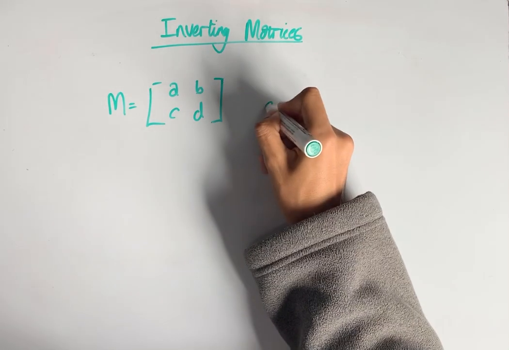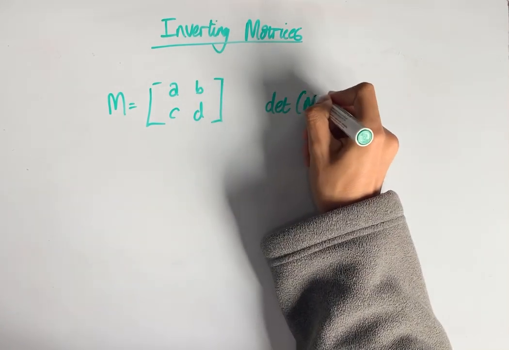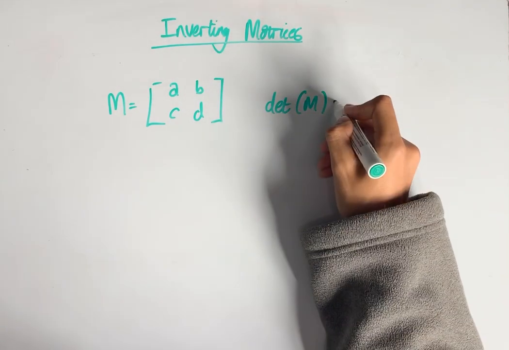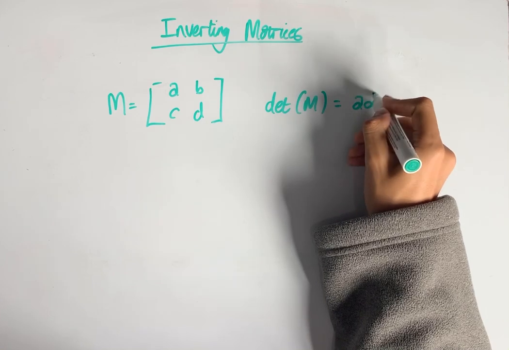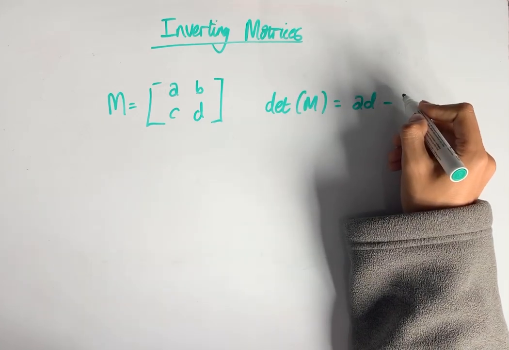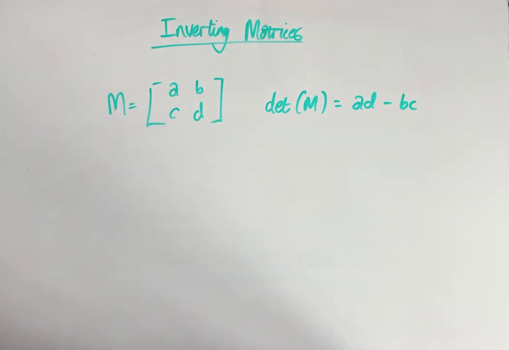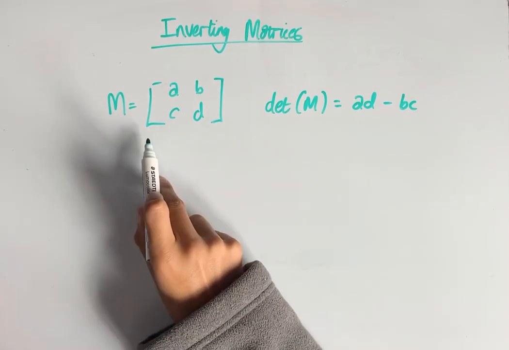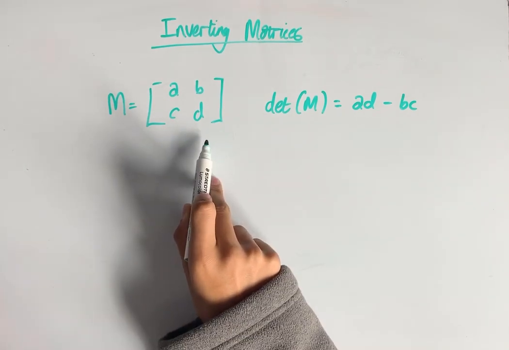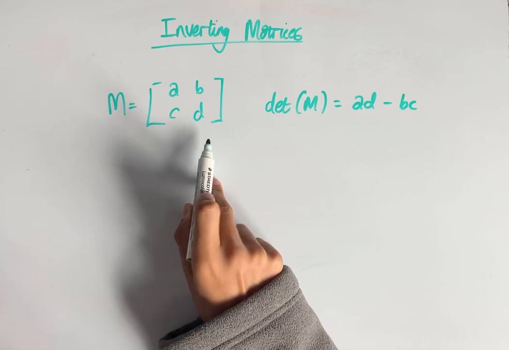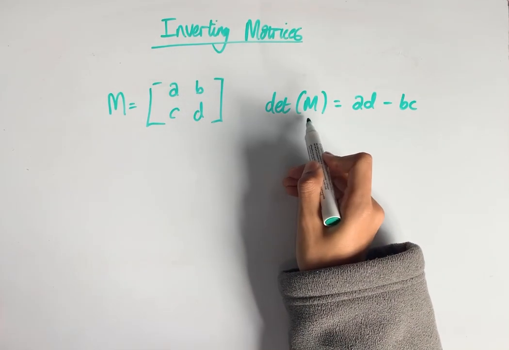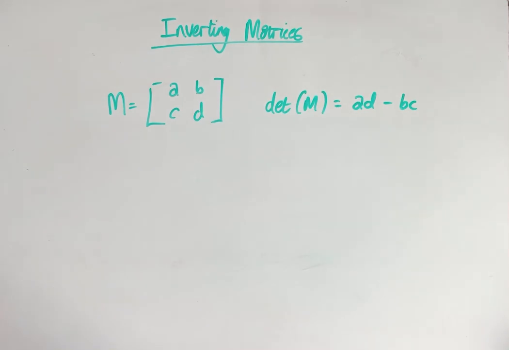The determinant of a 2x2 matrix M is given by AD minus BC. And it gives an area scale factor for the transformation represented by the matrix M. So if this M represents a transformation, then the area scale factor of that transformation is given by this value, det M, which is AD minus BC.